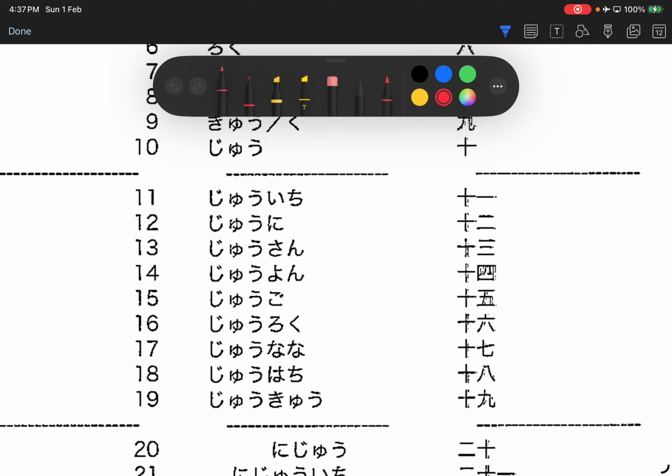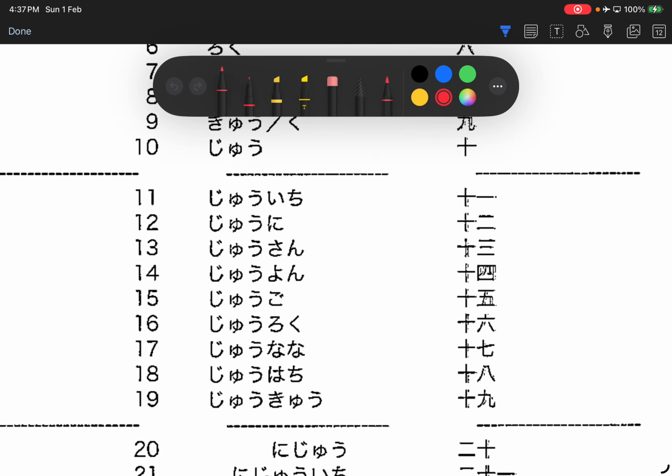19. Right, so from 11 to 19, literally you can probably guess the counting system is like Chinese, right? So 10 is 10, and then 1 is 1. So 10, 1, right? 11. Like literally 10 and 1. So same as Chinese counting system.